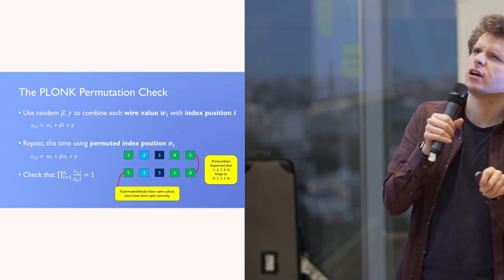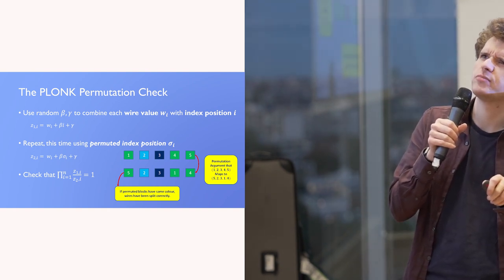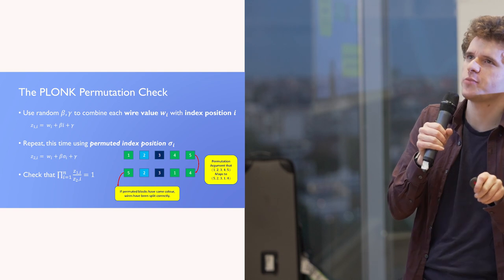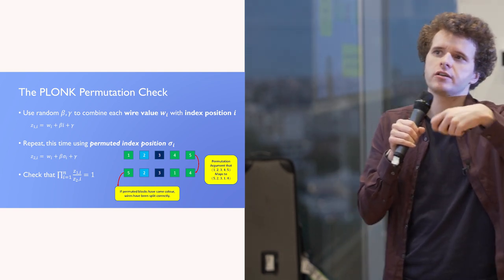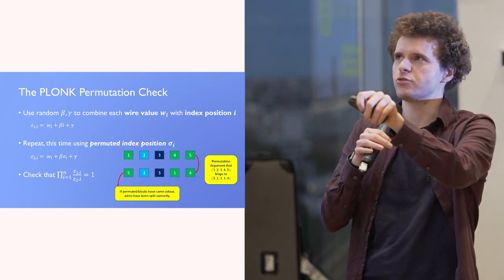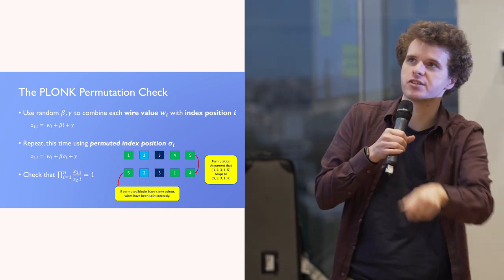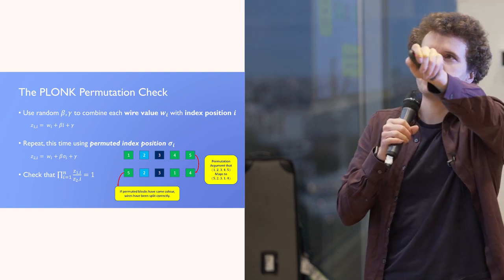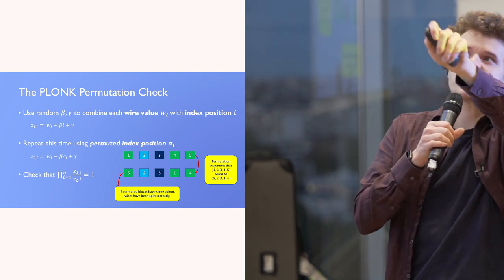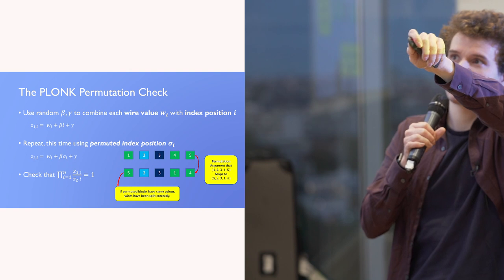So for example, Z1 represents the original wire mixing values, and Z2 represents the permuted wire mixing values. What we do is take the wire value and mix it in with the wire index, but we multiply the wire index by some random beta, and then we add some random gamma on top of it.